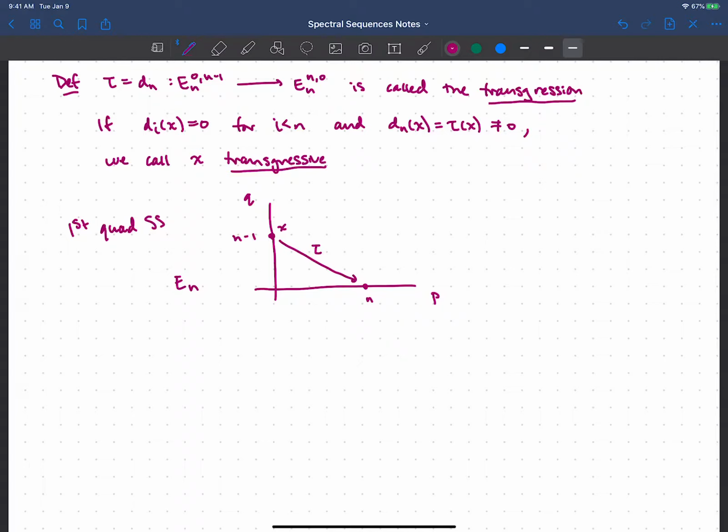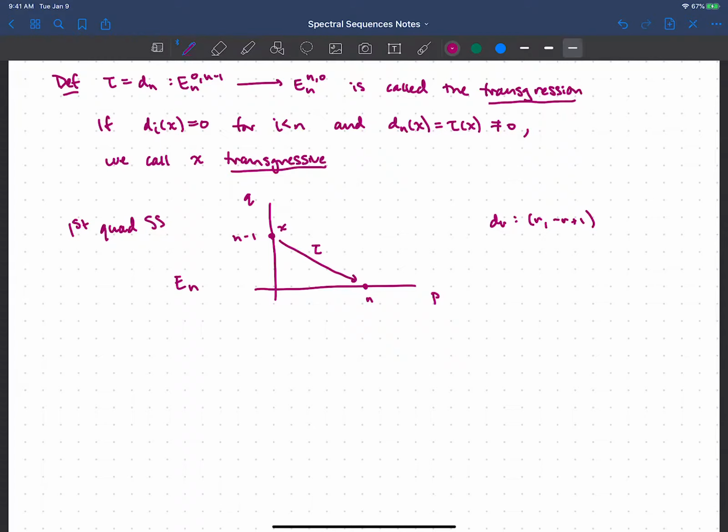Maybe I should have reminded you that our d_r differentials have degree (r, minus r plus 1), right? So we're in the cohomological spectral sequence. They go to the right and down, and really this is just a technical way of saying that this should go from the edge to the edge. So from the q-axis to the p-axis, that's the transgression.